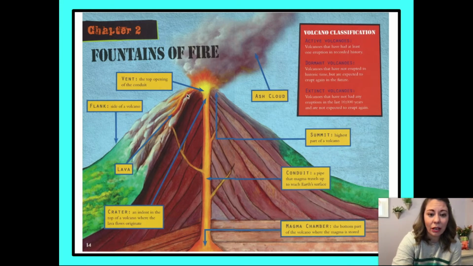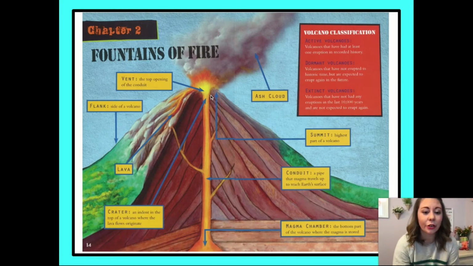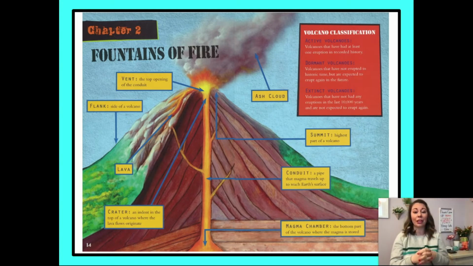Then we, of course, have lava coming out of it. And it says crater. So the crater is right up here. Got to look at where the arrow is pointing. Crater is an indent in the top of a volcano where the lava flows originate. So remember, originate is to begin to exist, or even just to start. We have the ash cloud here. And then it also tells us the summit is the highest part of a volcano. So the very top of the volcano is called the summit. We also could have a summit of a mountain, which is the top of the mountain.